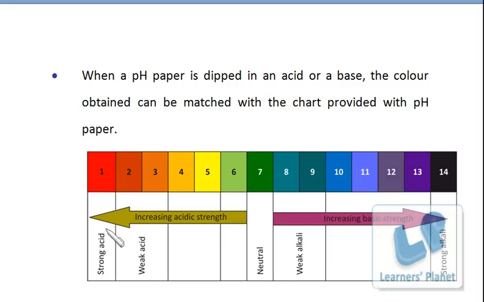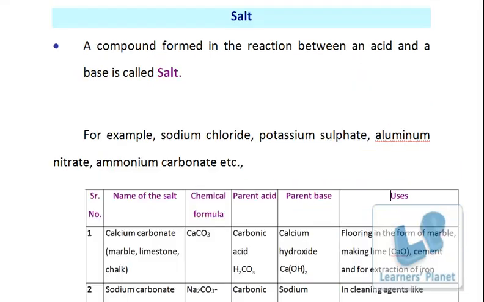So if you get red color, it will be a strong acid. If you get colors like yellow, then they're weak acids. And if you get black color, that means it is a strong alkali. If you are getting purple or gray or light blue shade, then they are less basic. Okay, so these things should be clear in your mind.